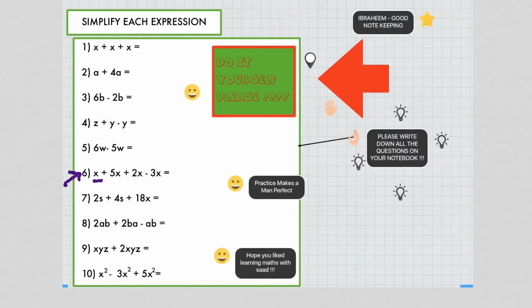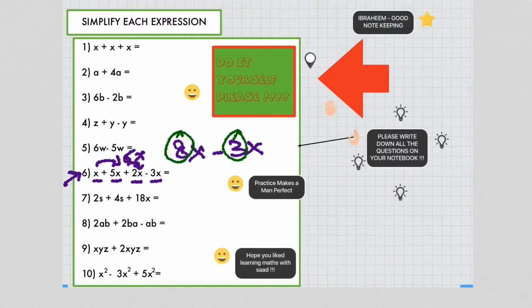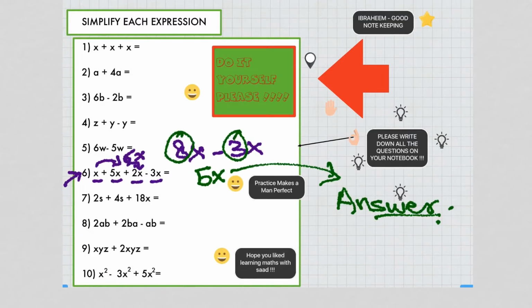So first I will check which terms are the same: x, 5x, 2x, and minus 3x. All the terms are like terms, so what we can do is x plus 5x is 6x, 6x plus 2x is 8x, then I have a negative 3x. So I will take numbers from numbers: 8 minus 3 is 5, and then x would be my answer. So easy peasy. First one done, and then let me see if I can do one more for you.